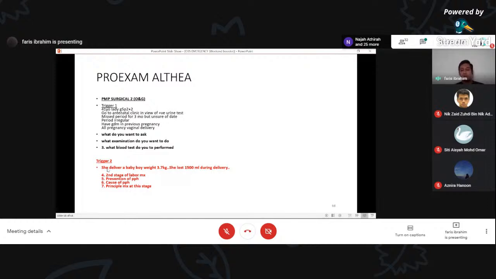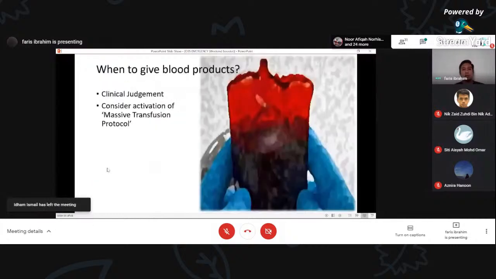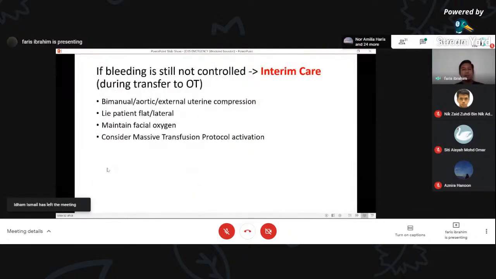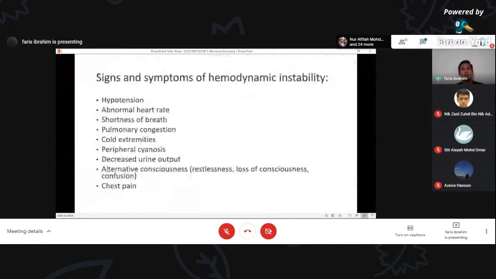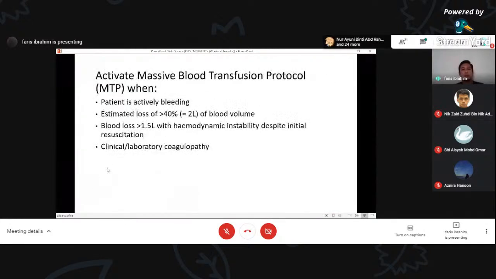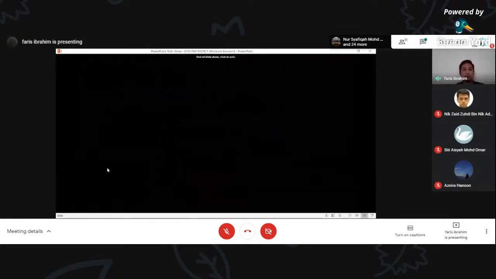Okay. So saya rasa tu je. Minta maaf kalau ada apa-apa yang tak meet your expectation. Sebab saya pun dah tak ingat sangat sebenarnya PPH ni, sebab tak pernah jumpa. Kalau shoulder dystocia tu memang kita dah pernah jumpa 2 kali, kita akan ingat at the back of our mind, kita memang ingat sangat-sangat dia punya situation tu. So PPH ni saya tak pernah jumpa. So kalau ada apa-apa nak tanya boleh tanya. Kalau ada apa-apa nak betulkan boleh betulkan. So that's all good.